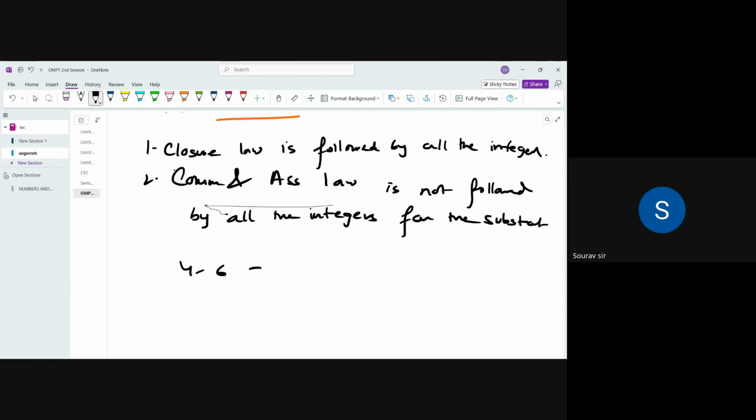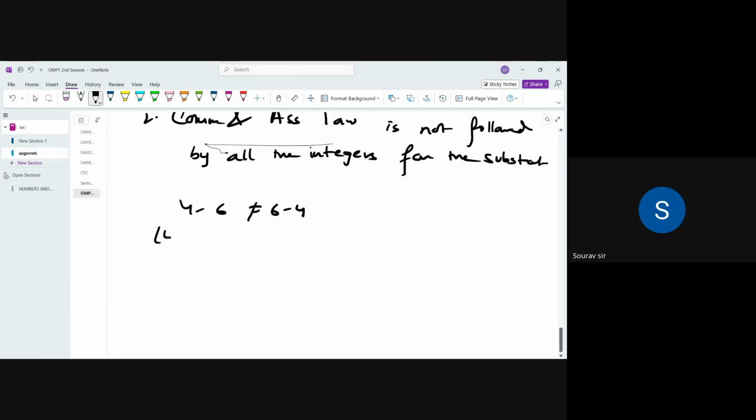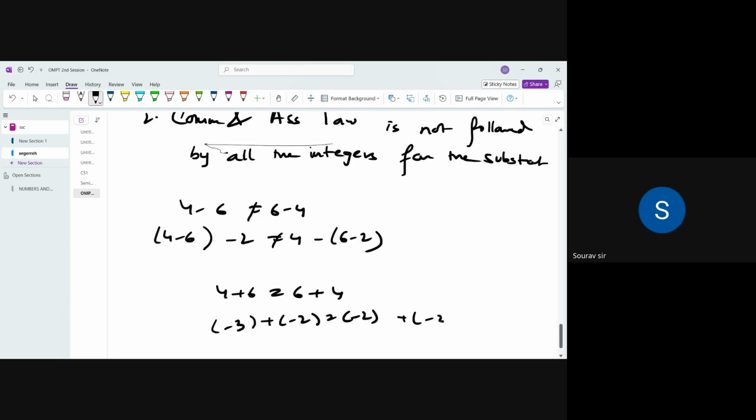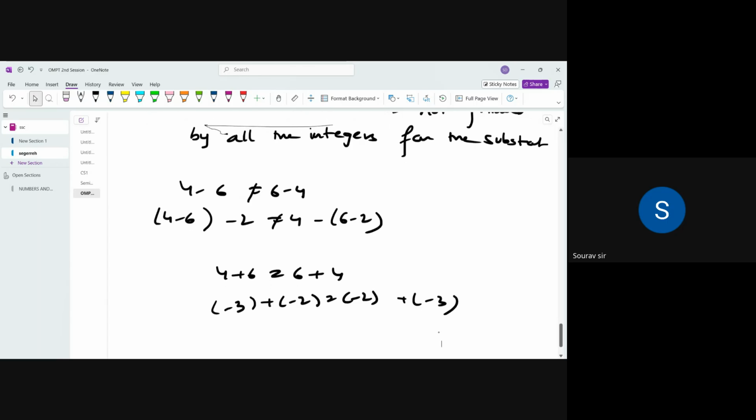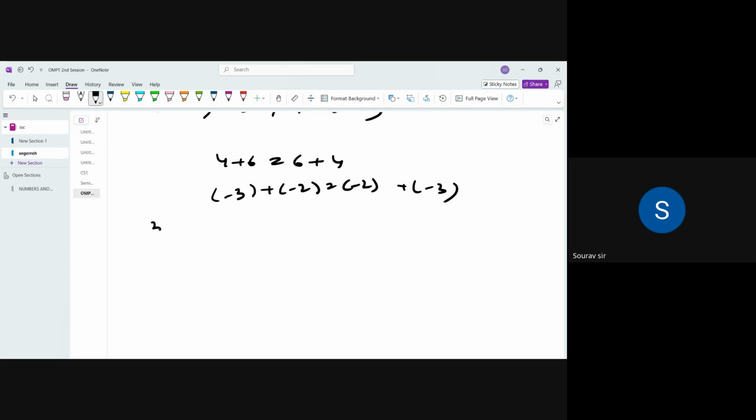Means 4 minus 6 is not equal to 6 minus 4. Or 4 minus 6 minus 2 is not equal to 4 minus 6 minus 2. But it is valid for addition, like 4 plus 6 is equal to 6 plus 4. Or minus 3 plus minus 2 is equal to minus 2 plus minus 3. Clear?